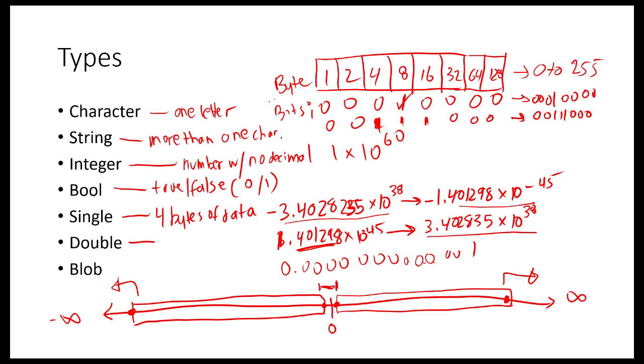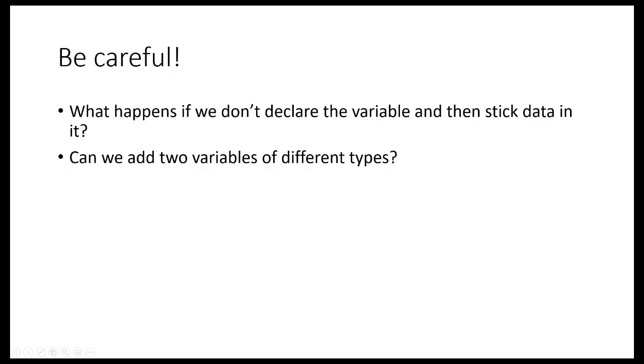A double has 8 bytes, so we got more precision. And then a blob is exactly what it sounds, so it's just a huge amount of data, and it can be any type of data that you want. So this is why we have to be careful.